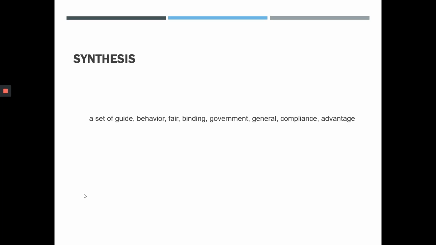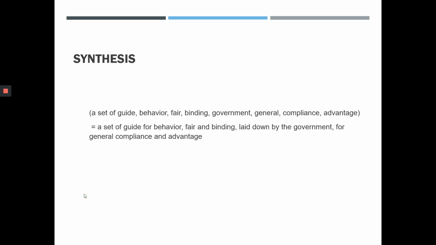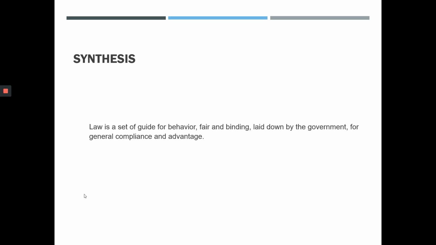Piecing them together again would give us this coherent statement: a set of guide for behavior, fair and binding, laid down by the government for general compliance and advantage. And as such, when Sanchez-Roman said, law is a rule of conduct laid down by legitimate authority for common observance and benefit, we may say that he actually meant law is a set of guide for behavior, fair and binding, laid down by the government for general compliance and advantage.